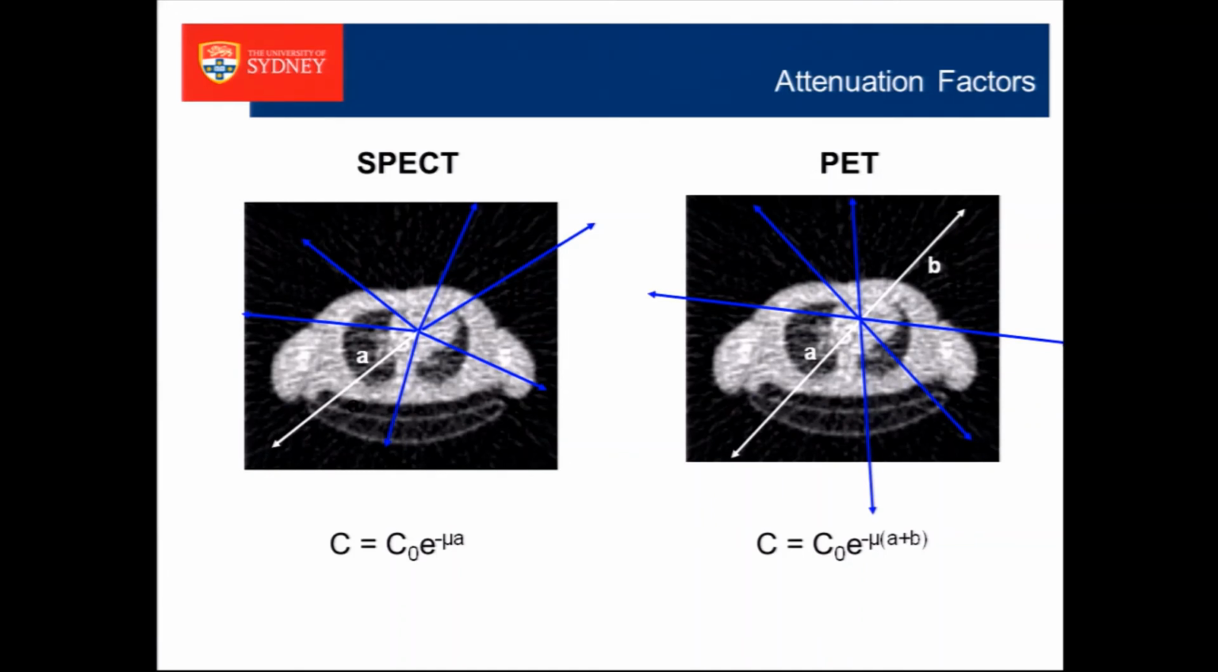In PET, there is a major difference because we need to detect 2 photons to get a coincidence event. And in this case, a photon must traverse the equivalent of the full depth of the patient to be detected. So now our equation has A plus B for the length of the path. And the effect of that is that attenuation correction factors are lower in SPECT than in PET. In SPECT, they're typically 5 to 10 in the chest for technetium-99m, but in PET, they are of the order of 20 to 50 in the chest.